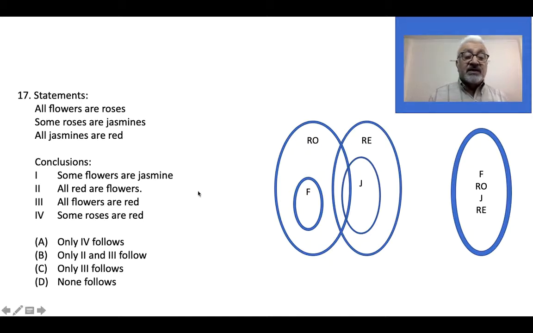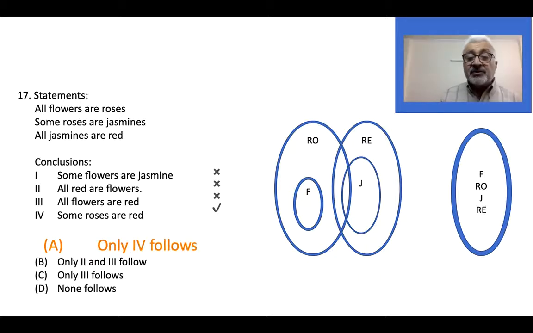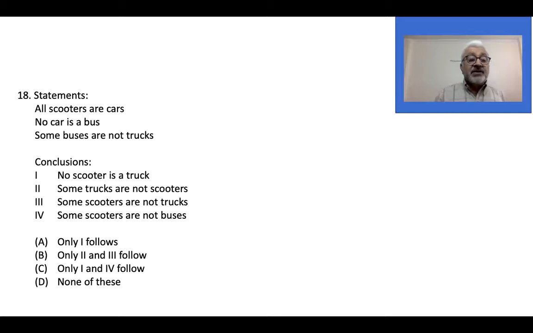But what is certain is that some roses are red. Therefore, the first is not true, the second is not true, the third is not true, and the fourth is the only answer that is true, and therefore A should be my answer. I hope you're able to understand this. You need to practice some more questions and you'll get a better hang of this.